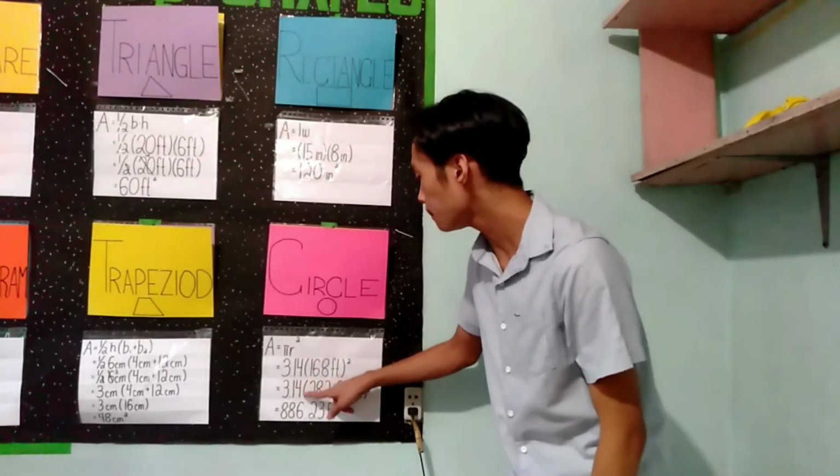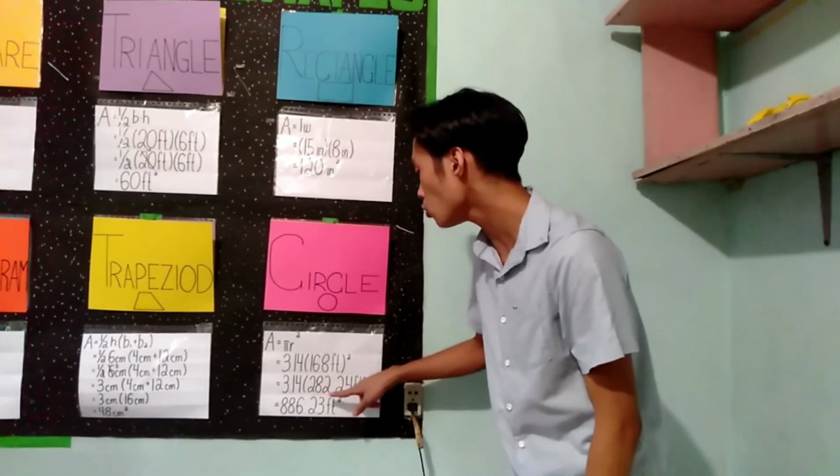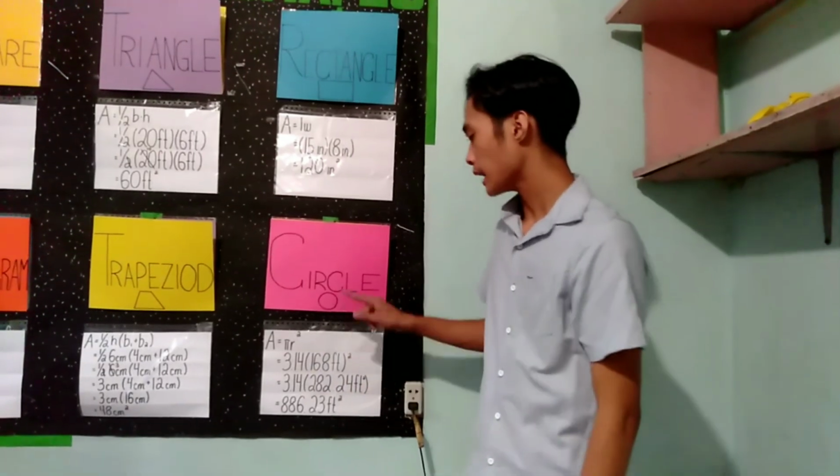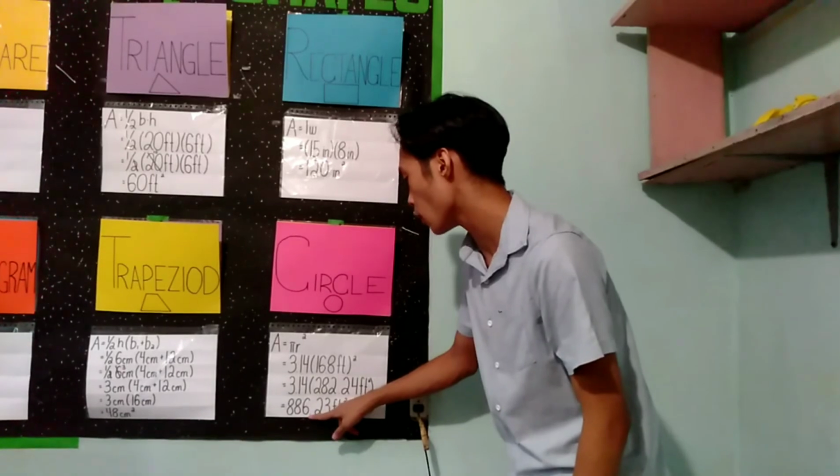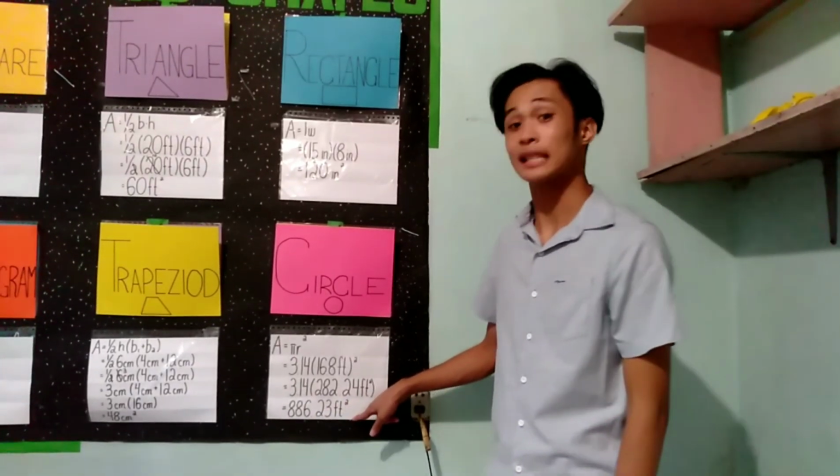So 3.14 multiplied by 282.24 feet is equal to 886.23 square feet.